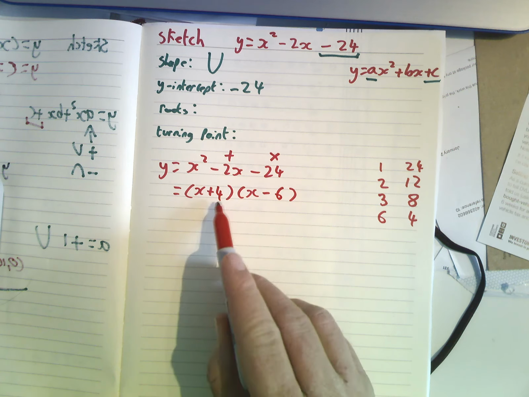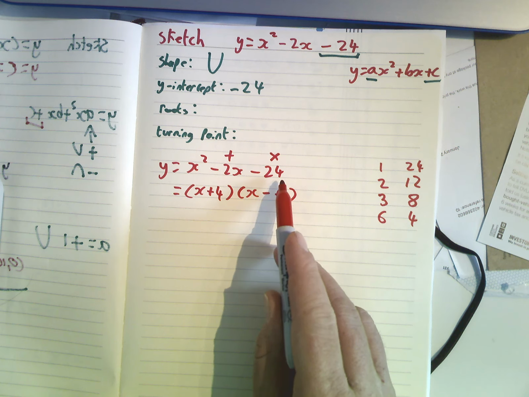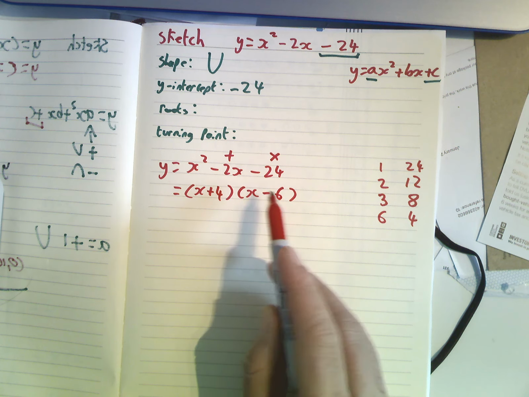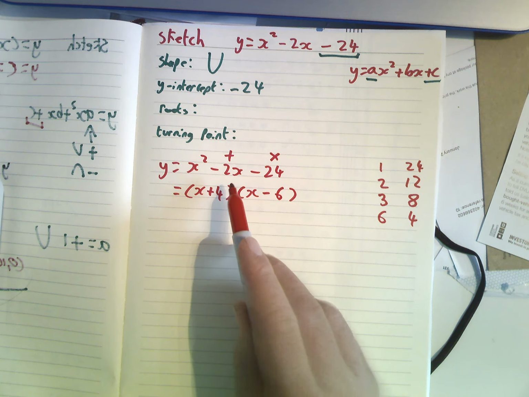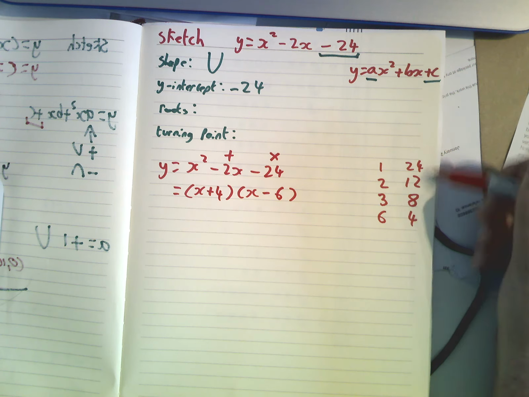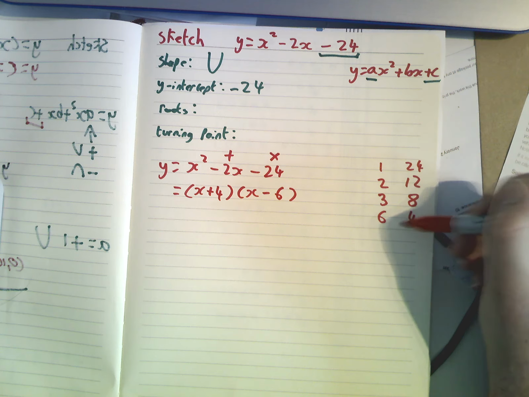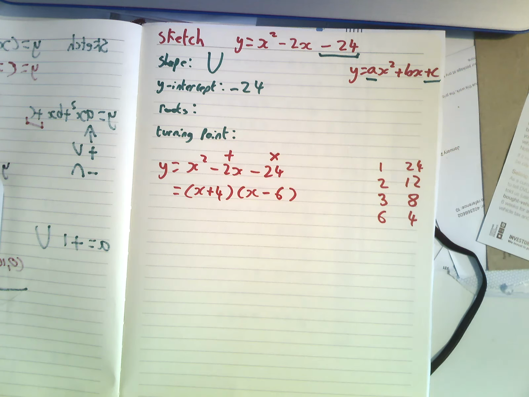Right, let's just check that. Is 4 times -6 equal to -24? Yes, it is. Is +4 take away 6 equal to -2? Yes, it is. And notice how my method is just to list the factors of 24 out and just look. I couldn't get a difference of 2, and I just kept on going until I found it.